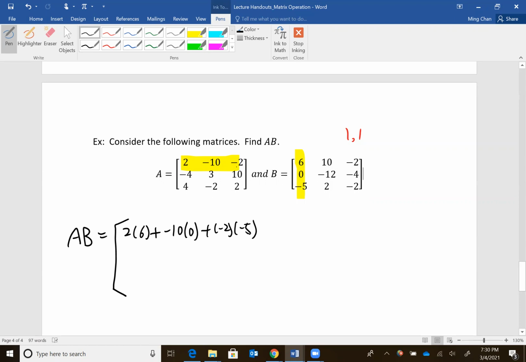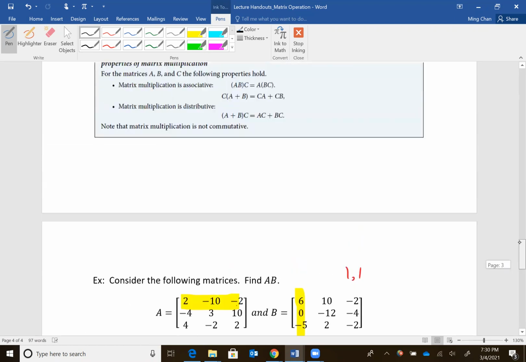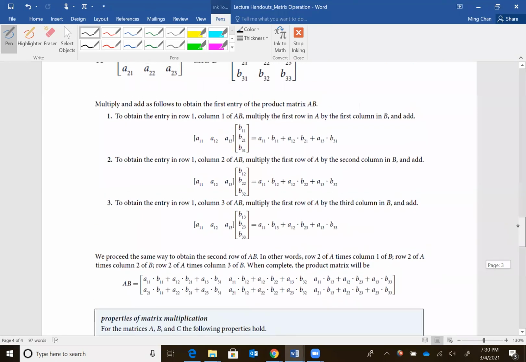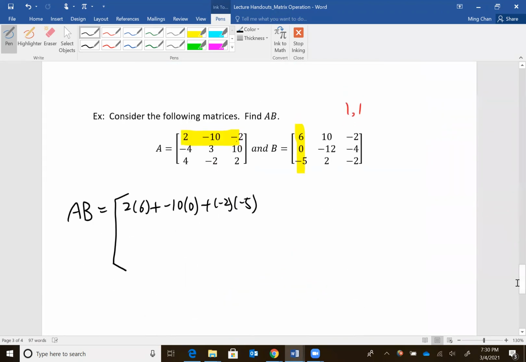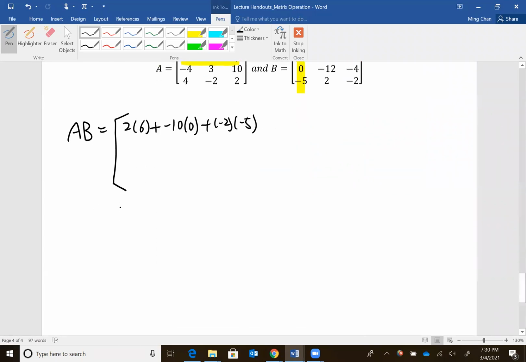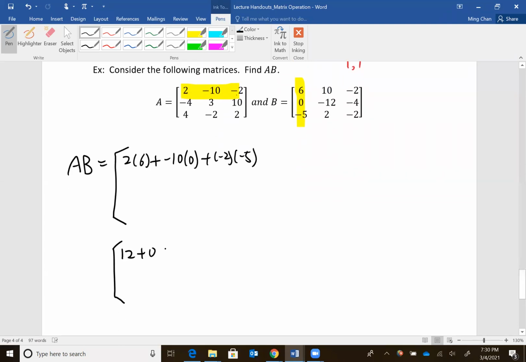Remember, we always take the first row times the first column. So 1-1 entry times 1-1 entry, plus 1-2 entry times 2-1 entry, plus 1-3 entry times 3-1 entry. That's exactly what we're doing still. I'm gonna put the answer down here. So that's 12 plus 0, then -2 times -5, that's +10.